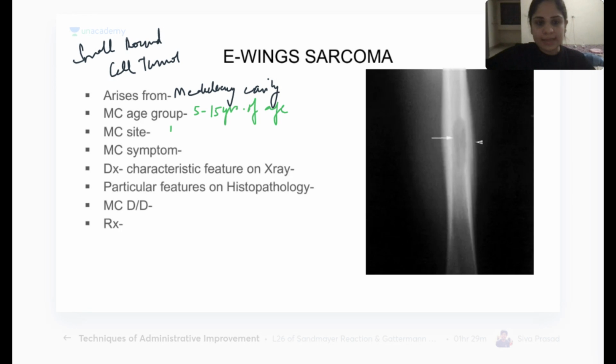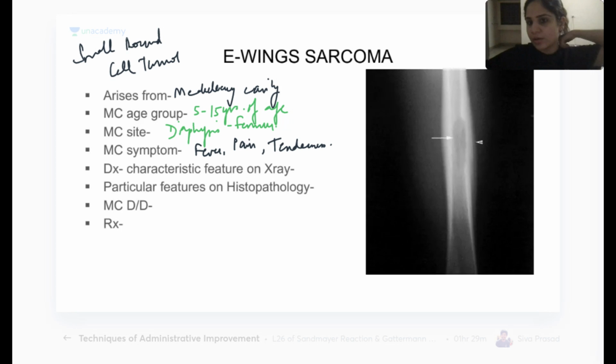What is the most common site? The most common site is the diaphysis. And which bone is most commonly involved in case of Ewing's? Just like OGS, your femur is the one that is most commonly involved. Now in OGS, you were getting pain, swelling, tenderness. What are the symptoms that you see in this? Yes, fever, pain, and tenderness.